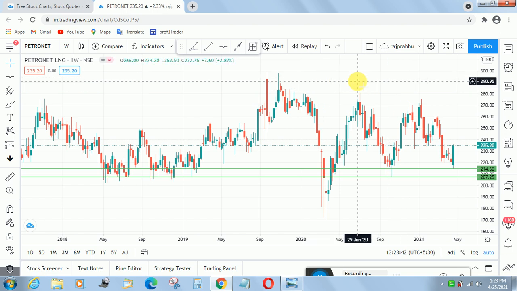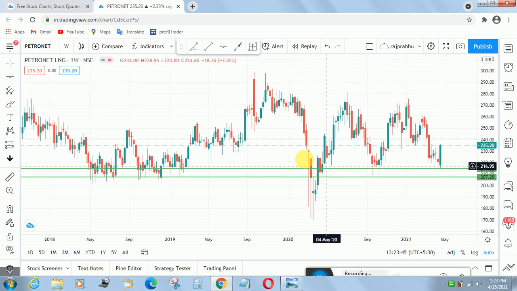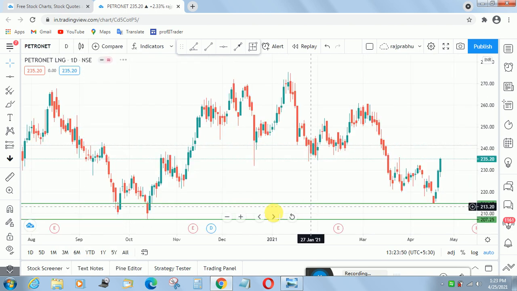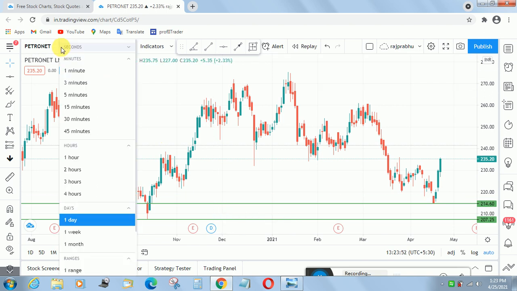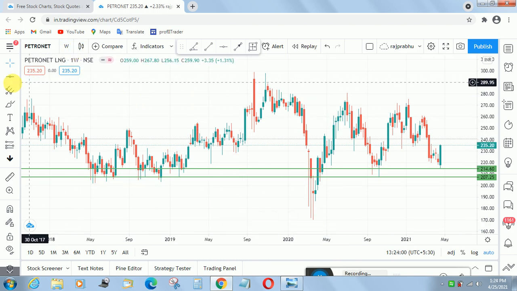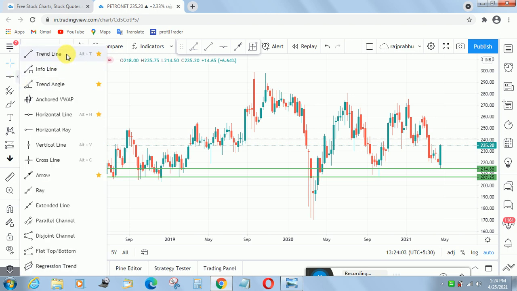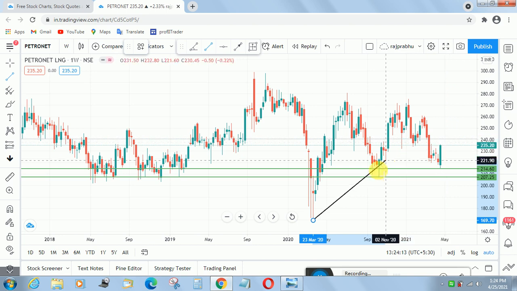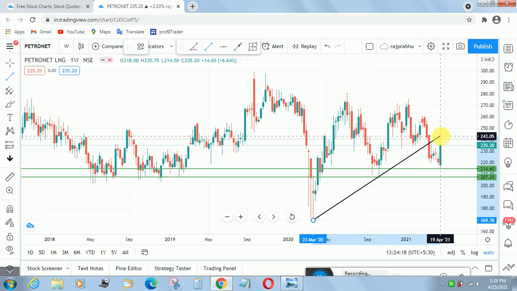See here, this is Petronet. Right now I am in weekly. I already showed in the daily chart it's a double bottom. Many people are thinking this is a buy entry, but in the weekly chart, I am going to draw some trend lines to find the market structure. The trend line is very simple. Just connect low to low. This is the first low and this is the second low, and then you connect the first and second.